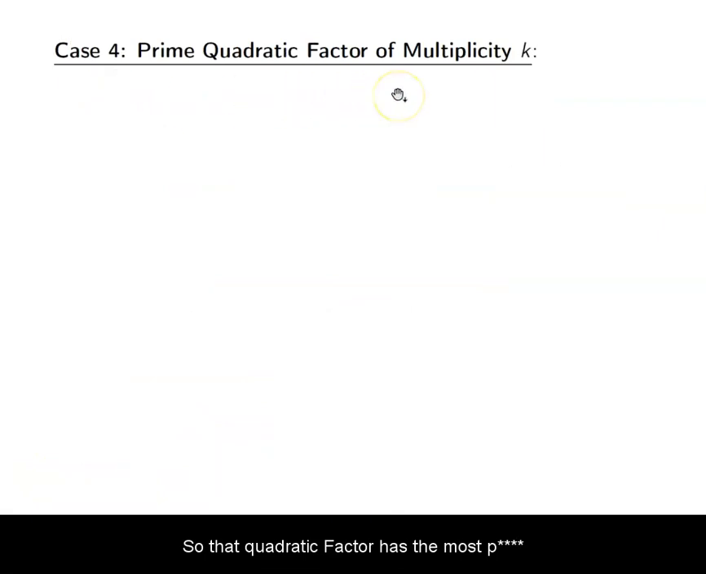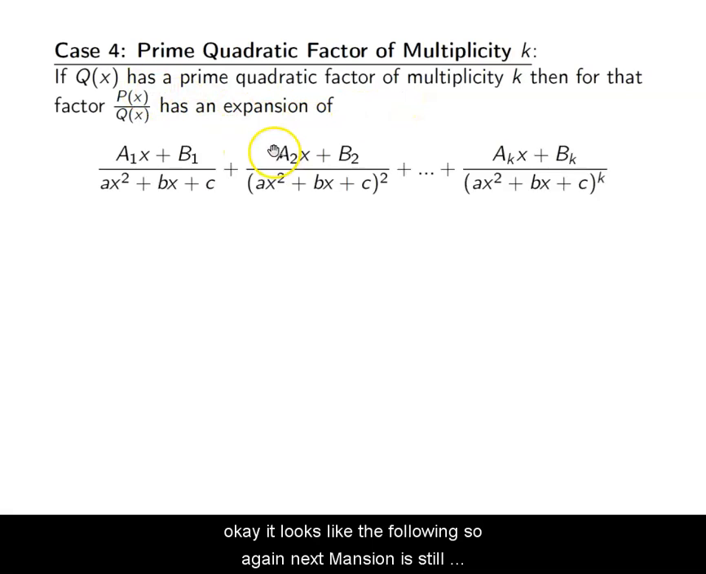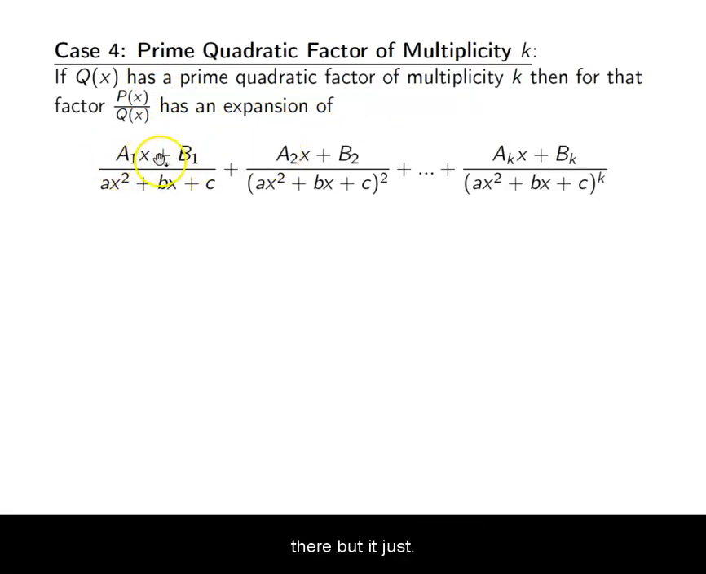So that quadratic factor has a multiplicity of k. Okay, it looks like the following. So again, the expansion is still there, but it repeats. Same form as we had before. So I just have new ones, and that multiplicity just keeps on increasing by a factor until it's a multiplicity of k, like I said before.